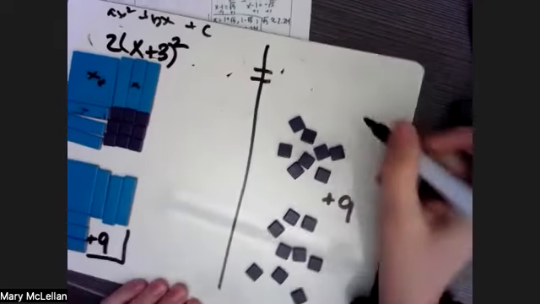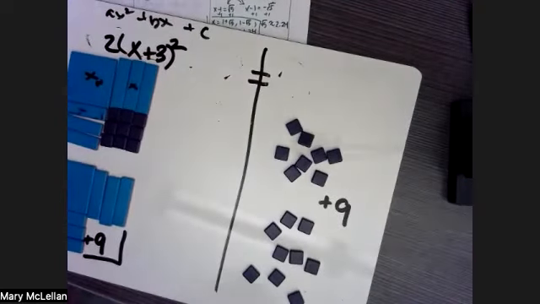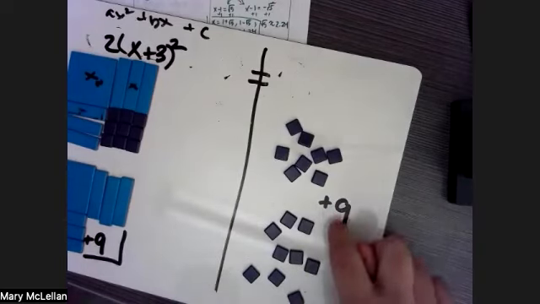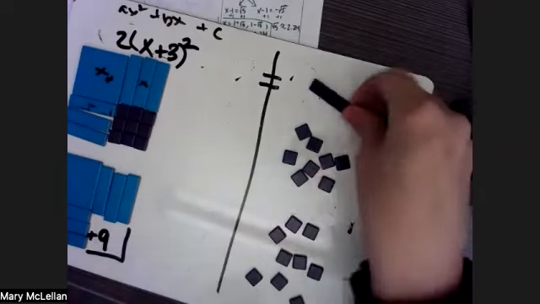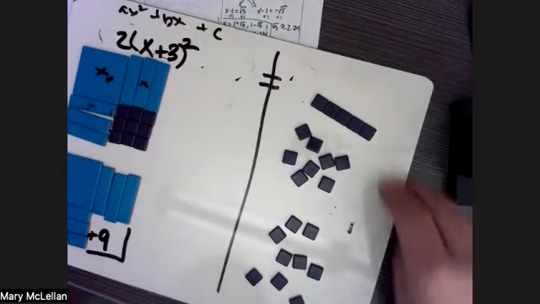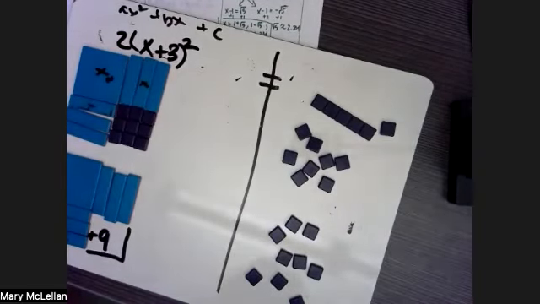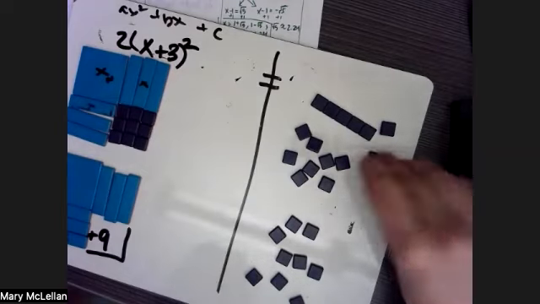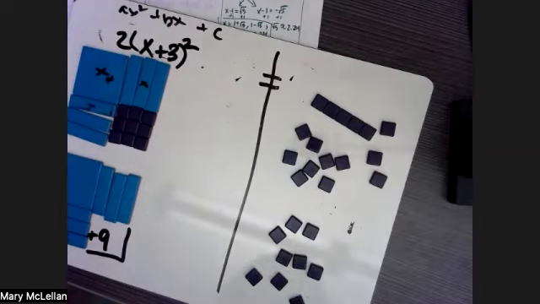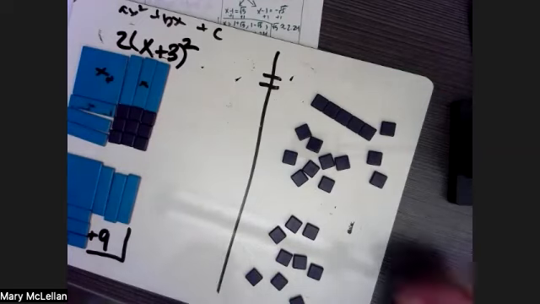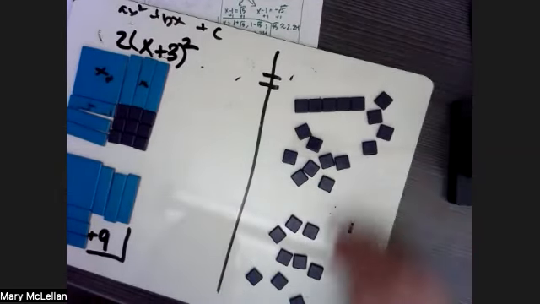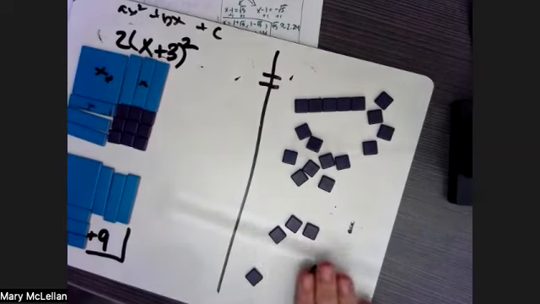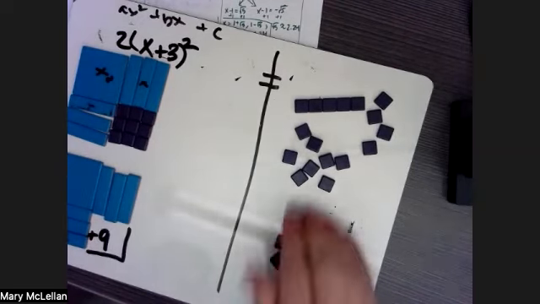So on one side, I'll have, let's see, I think I'm going to use squares instead of these 9. So I have to add 9 on. 5, 6, 7, 8, 9. All right, so I'm going to break this into 2 groups. 5, 6, 7, 8, 9. 5, 6, 7, 8, 9.